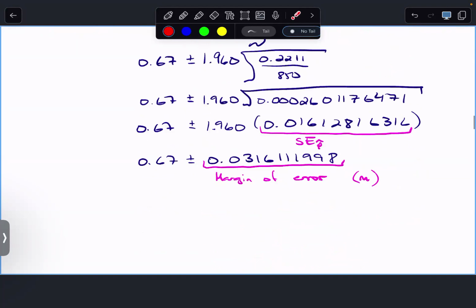For now, we're so close to having an interval. From 0.67, I want to go down 0.0316, and then I want to go up 0.0316. How we report our interval is in round brackets, mostly because we're going to be rounding our values. The square brackets are exact values, but you can use round brackets if you've rounded your values.